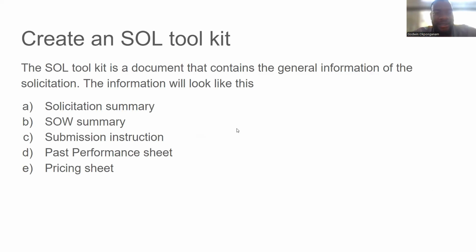Now, creating the toolkit. The toolkit is a document that contains the general information of the solicitation. This information will look like the solicitation summary, the statement of work summary, the submission instructions, the past performance worksheet, and the price sheet. All of these you're going to actually be creating by yourself on ChatGPT. And I'm going to be breaking down that process and giving you the exact prompts that you're going to be using to create that process.